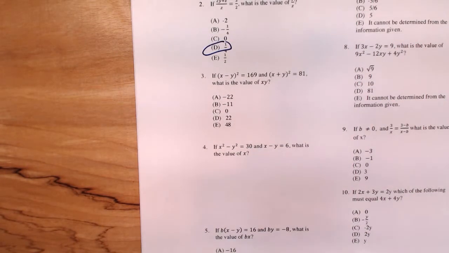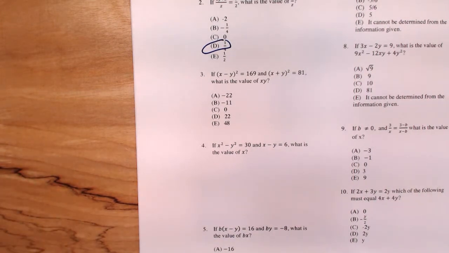Great. Okay. Number 3 says, if x minus y squared is equal to 169 and x plus y squared is equal to 81, what is the value of xy? Okay, this is a nice sneaky College Board problem.